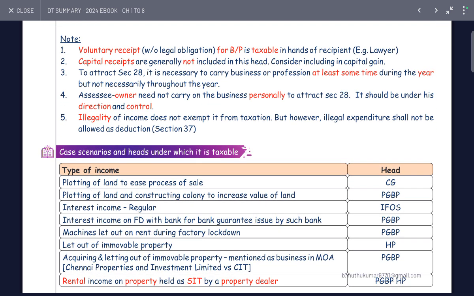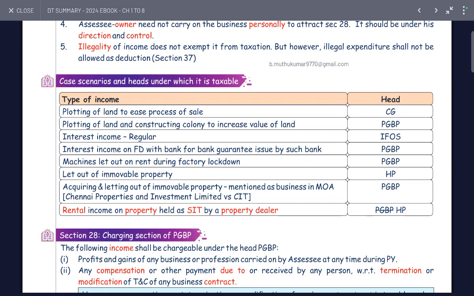Illegality of the income does not exempt it from taxation; however, illegal expenditure shall not be allowed as a deduction under Section 37. Case scenarios: type of income and head. Plotting of land and selling is capital gains. Plotting of land, construction of a colony, and increasing the value of land is business profit and gains.